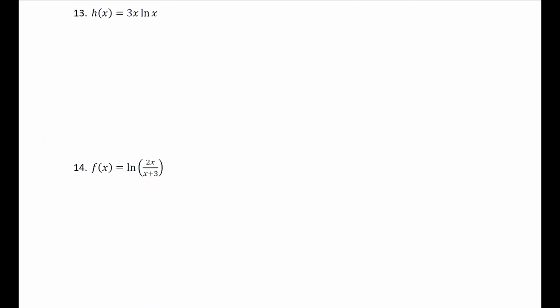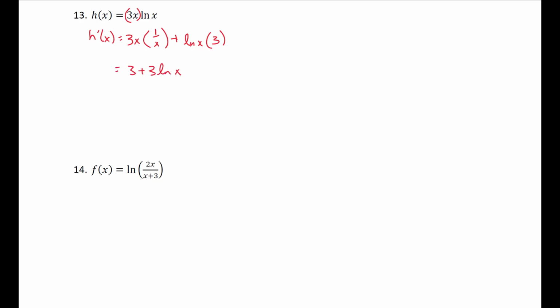Alright, example 13. So h of x equals 3x times natural log of x. So basic product rule here. So h prime of x is the first function, so 3x, times the derivative of natural log x, which is 1 over x, plus the second function, natural log x, times the derivative of 3x, which is 3. So cleaning this up, we end up with 3 plus 3 natural log x. You could pull a 3 out of this and write this as 3 times 1 plus natural log x.